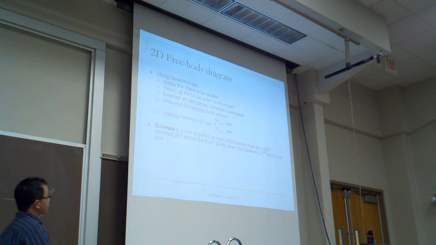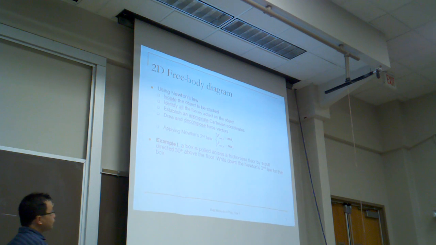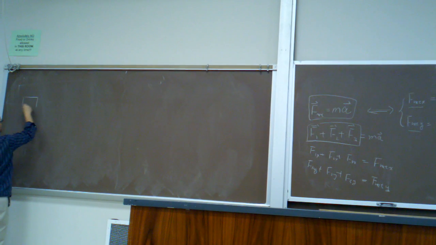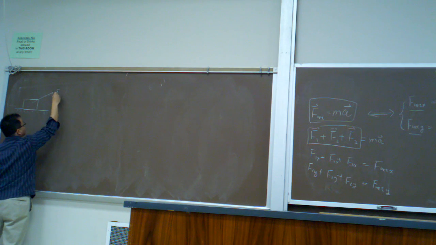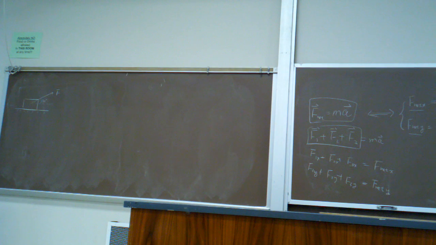Example 1. A box is pulled across a frictionless floor by a pole erected 30 degrees above the floor. Write down Newton's second law for the box. Again, you have to draw the diagram for the object and identify all the forces acting on it. The picture should be something like this: you have some ground, and a force is acting on the object at 30 degrees. Now we want to write down Newton's second law for this object. Do you remember how to write down Newton's second law? It's F equals ma.